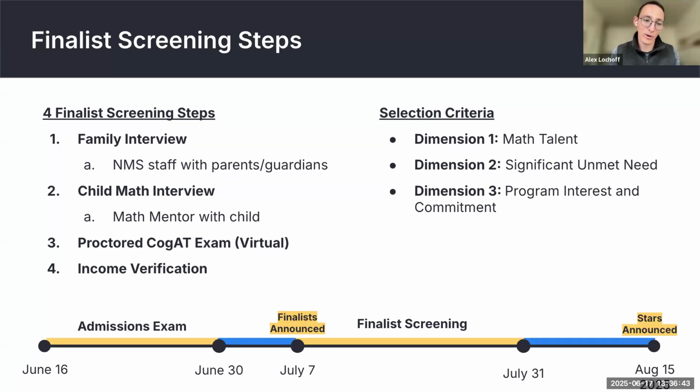And so below a very high score, it's going to be very unlikely that your child moves forward. And unfortunately, that's just the reality. We have many applicants for very few spots.